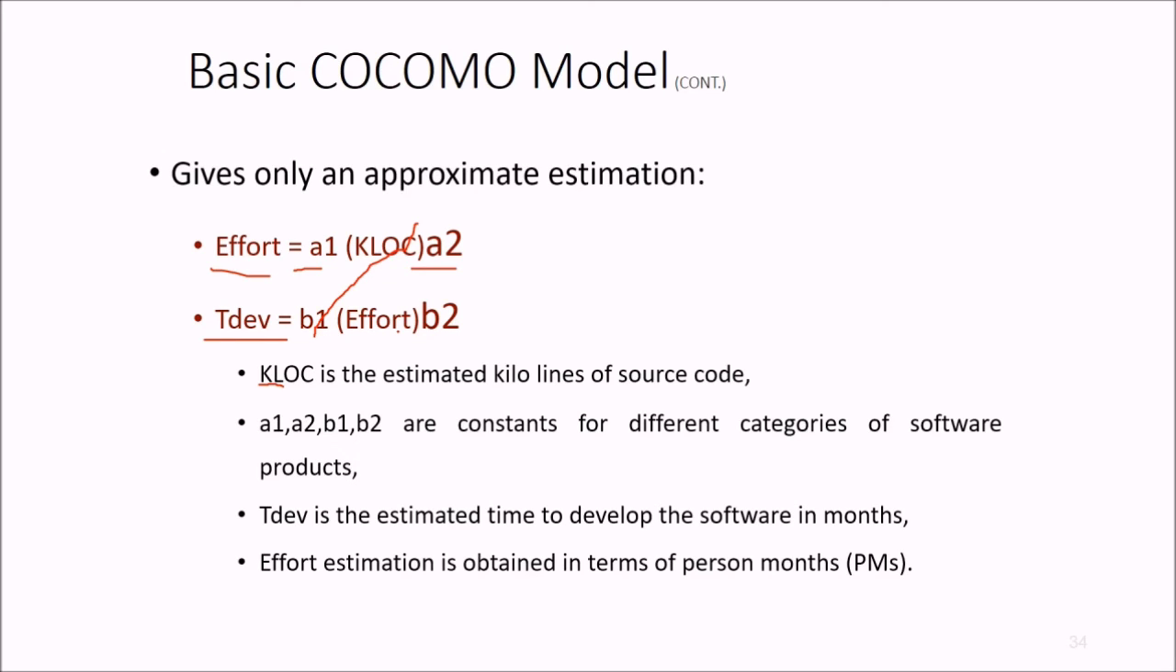These three categories: organic, semi-detached, and embedded. The time of development is the time required to develop the software in months, while the effort estimation is obtained in terms of person months. How many person months will be there for an effort.